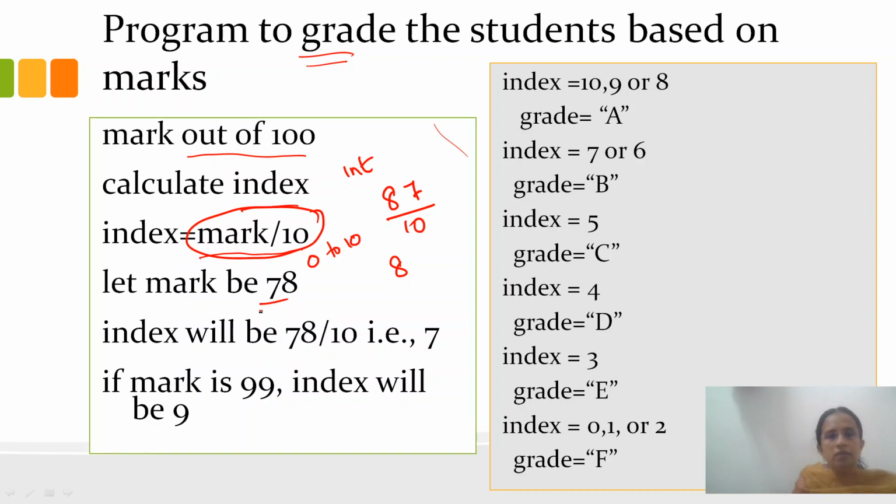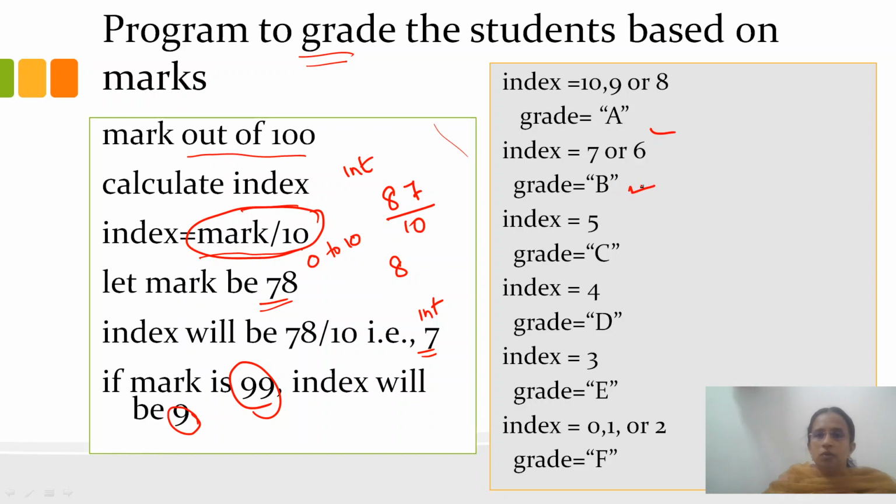See, if the mark is 75, 75 divided by 10 will be 7. In the case of int, we have to declare this as int itself. If the mark is 99, the index will be 9. So if you have a mark out of 100, from 0 to 100, the index will be 0 to 10. Okay. Now, you check whether the index is equal to 10, 9 or 8. The grade is equal to A.